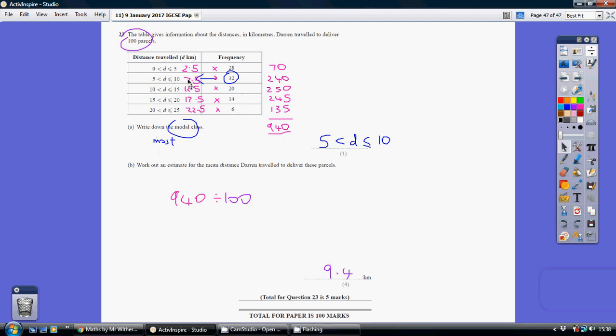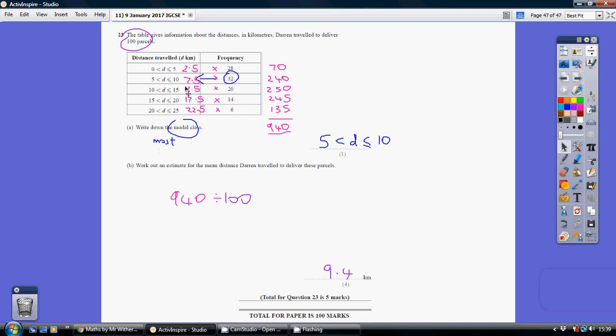That was the distance he had to travel. So your modal class, you just simply copy out this bit over here. And why that? Well, that's because that's what happened most often. It happened 32 times. Now, if we're going to estimate the mean, we need to get behind these figures a little bit.